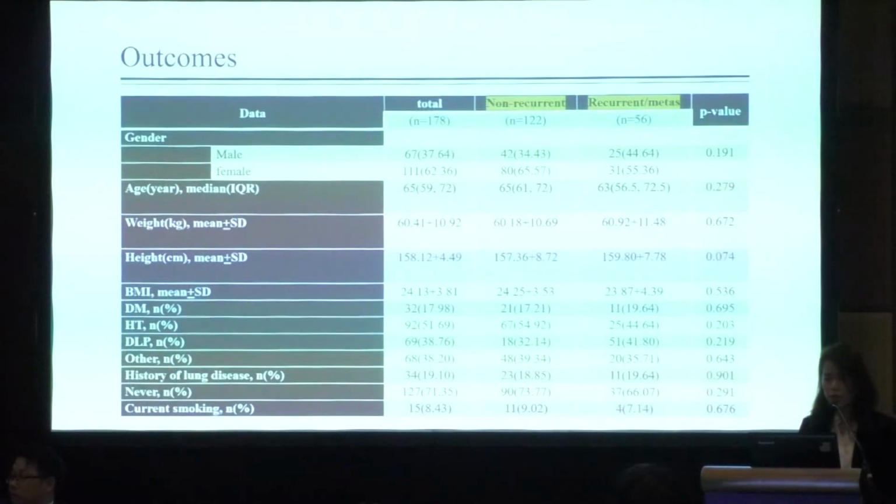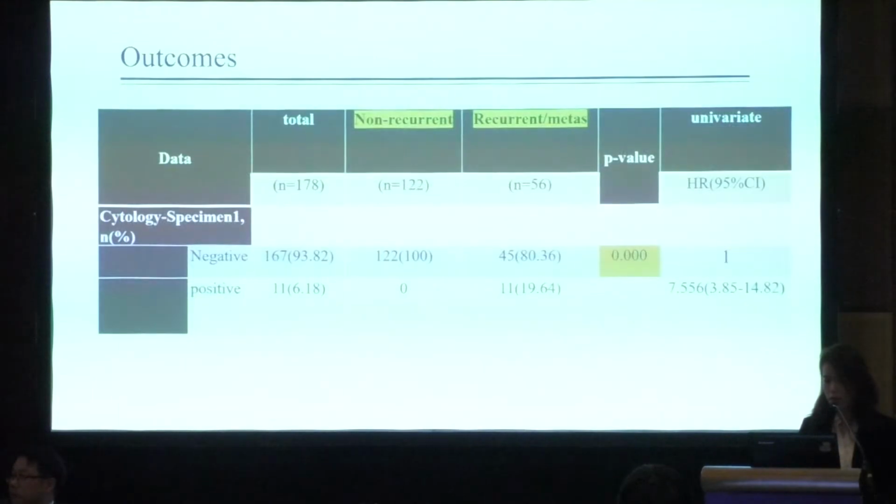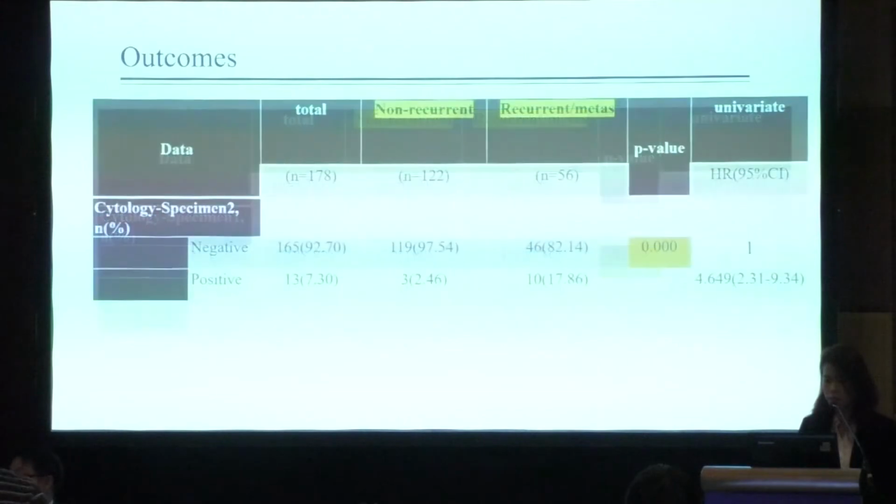These are patient characteristics in the non-recurrent and recurrent or metastatic groups. We noted that most of the baseline characteristics such as age, gender, BMI, or underlying disease were similar in both groups. Patients with PLC1 positive had a higher recurrent or metastatic rate than the PLC1 negative group, with a p-value less than 0.05 and the hazard ratio as shown on the right-hand side of the table.